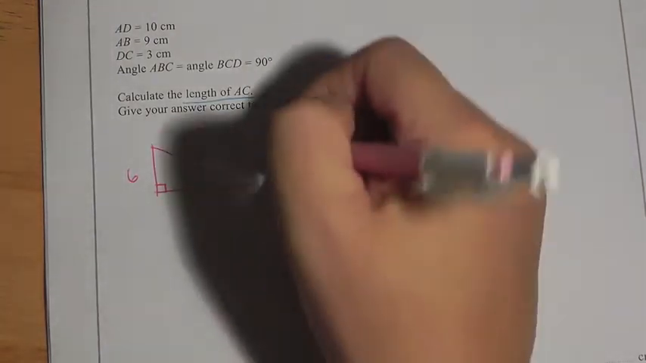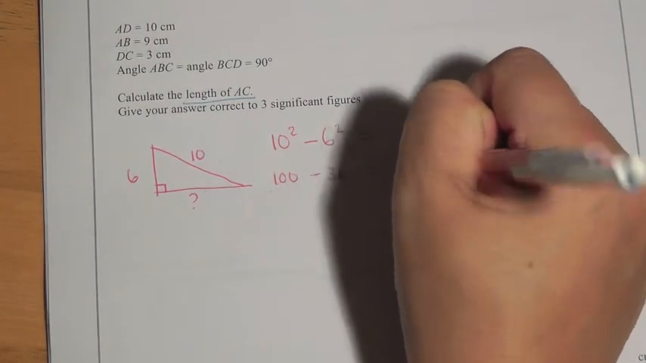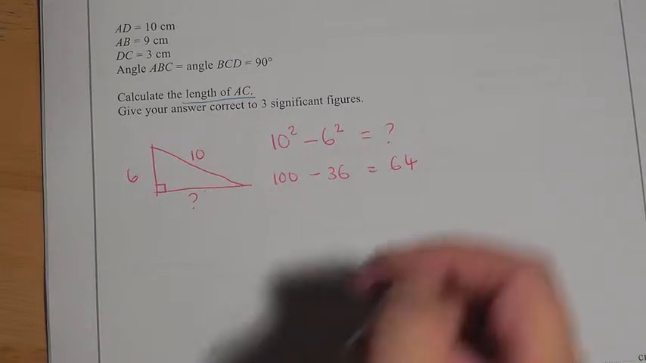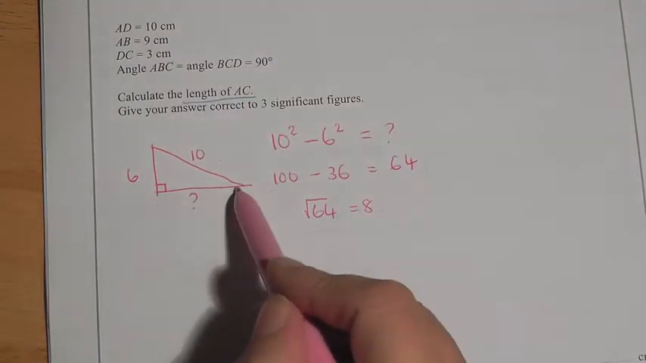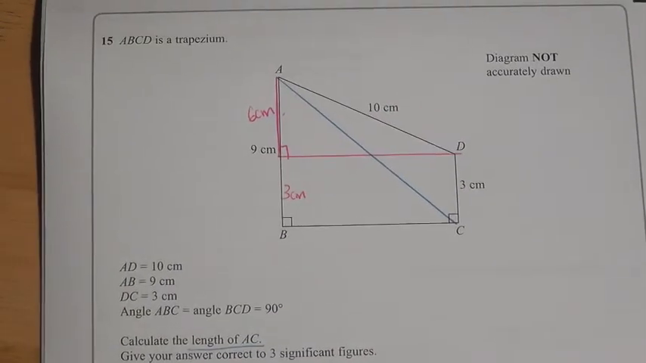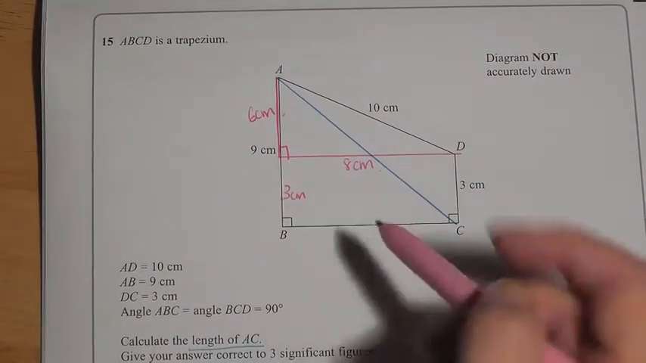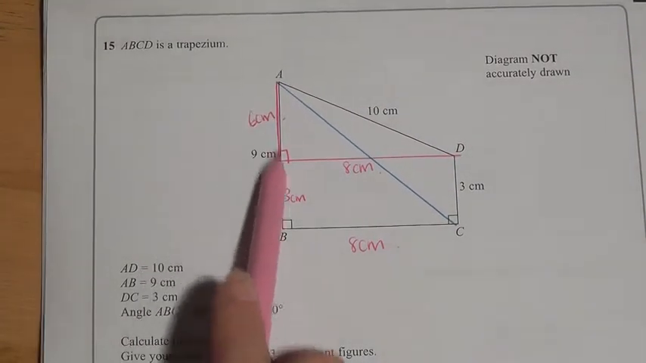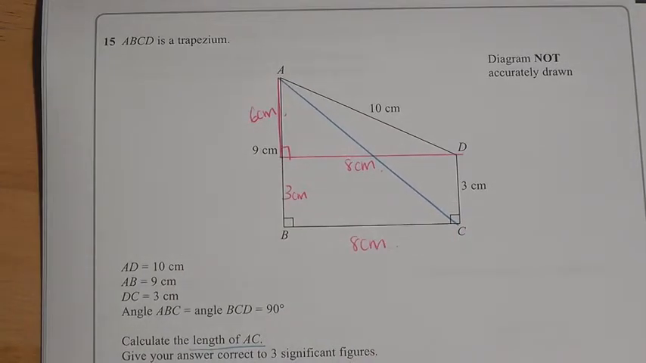10 squared is 100, 6 squared is 36, gives me the answer of 64. And to find the side length, I just need to square root it. So the square root of 64 is 8. So I now know that this side is 8 centimetres long, and I can add that to my shape up here. So this side is 8, and because these are right angles, this is a rectangle, so this side is 8 too. You can now see that I've got this length and this length, which would enable me to find AC, which is the one we're interested in.